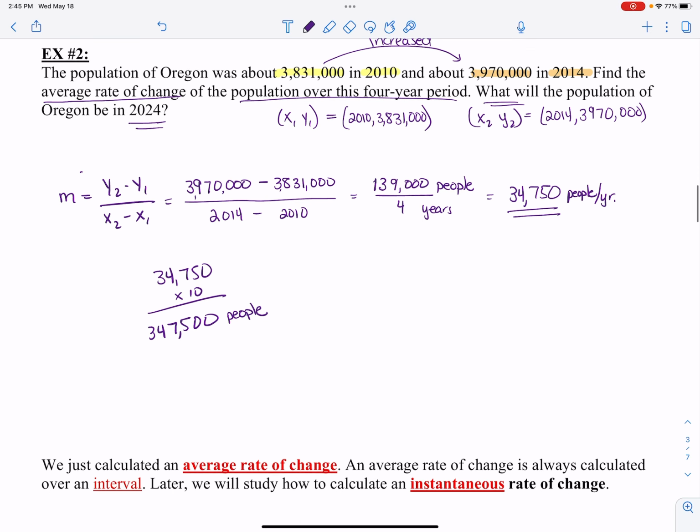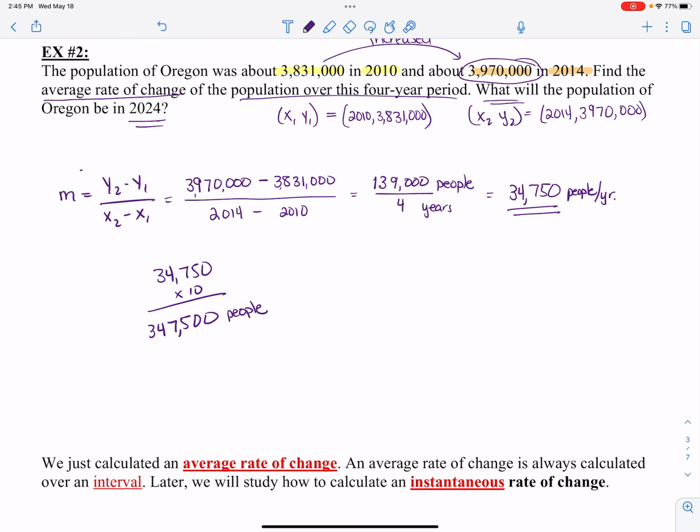The population in 2014, because we're looking at 10 years after that. So I'm going to add 347,500 people to the 3,970,000 people that were there in 2014. So all together, if I add that all up, that gives me a total estimated population of over 4 million in 2024.